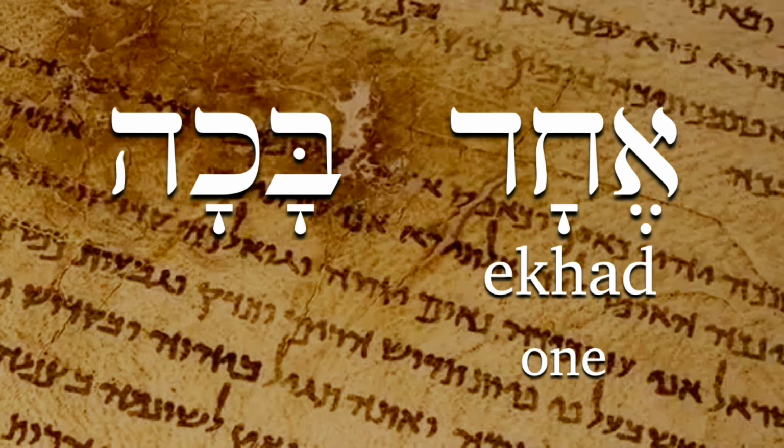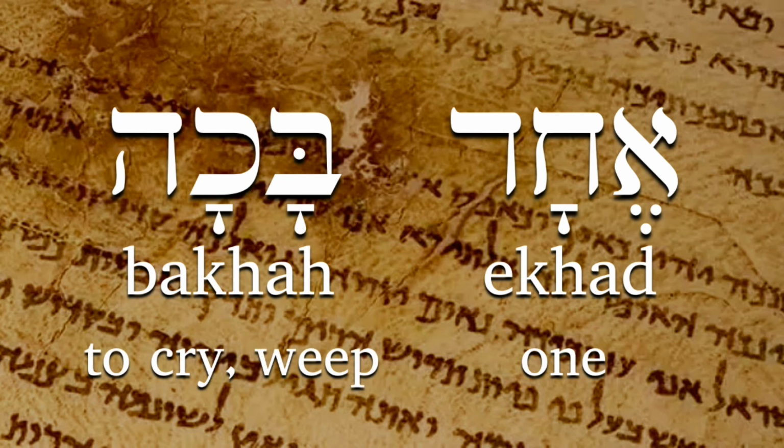Now, probably not as common a word, but we have a bet with a dot, so it's a B. Ba. We have kaf without a dot, so it's a ch. So bacha means to cry or to weep. It's the ch sound because there's no dot. So bacha.